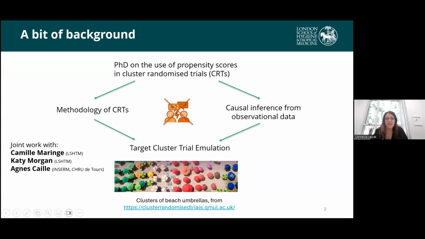I did my PhD quite a long time ago now on the use of propensity score methods in cluster randomized trials. Since then, I've been working a bit on the methodology of cluster randomized trials and also on causal inference methods from observational data. I'm a bit tired of the fights between trialists and observational people about the best designs, but I think we can combine the best of both approaches, and that's why recently I've started working on target cluster trial emulation. This is joint work with my fantastic colleagues, Camille Maringe, Katie Morgan, and Agnès Kai.